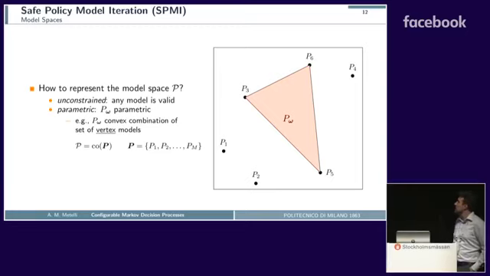We can represent the model space as an unconstrained model space in which all models are valid, and this is, for instance, the case of the website. Or we need to specify explicitly the dependence of the transition model on a set of parameters omega, and this is a suitable case to be used, for instance, for the Formula 1 problem. A particularly convenient parameterization is when our model space can be seen as a convex hull of a set of vertex models, which is the case we are going to consider in this talk.